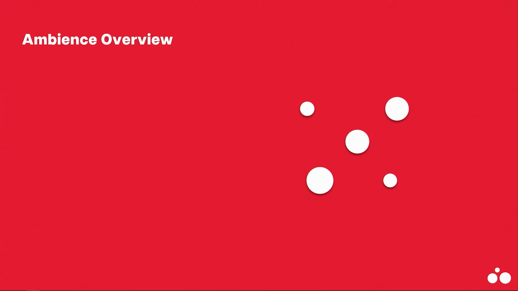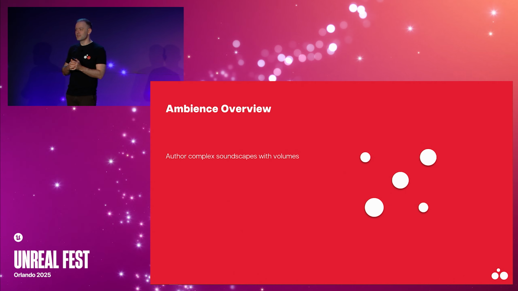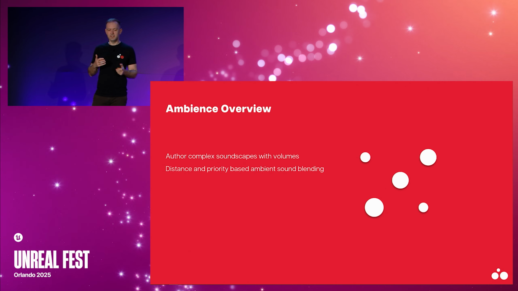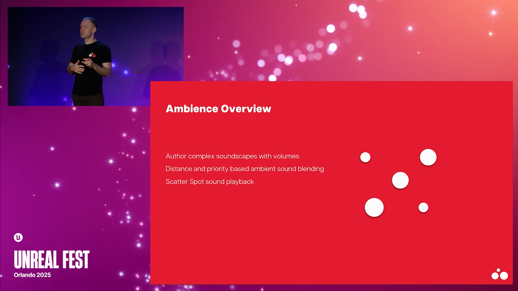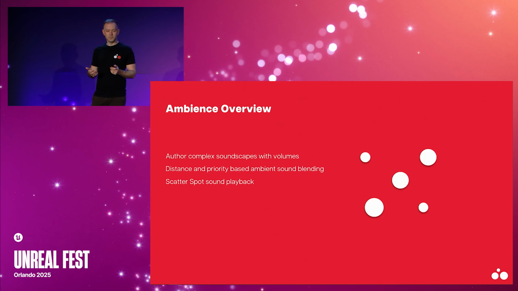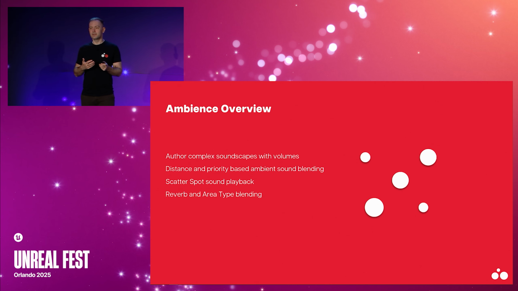So, onto the plugin we released earlier this year, Ambience. I'll start again with a little overview of what our Ambience plugin does. At its core, the system allows you to author complex soundscapes and volumes inside a game world. It uses distance from the listener to the volume to fade ambient beds in and out, and it blends and mixes between them using a priority value that you set on the volumes. Spot sounds are scattered in around the listener based on sets of logic defined on the volumes and in assets, and reverb sends and area types parameters are blended using distance as well.